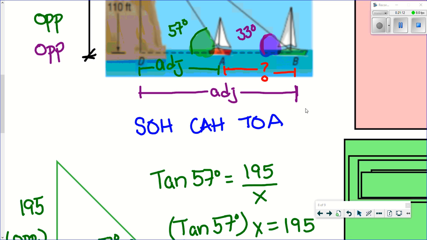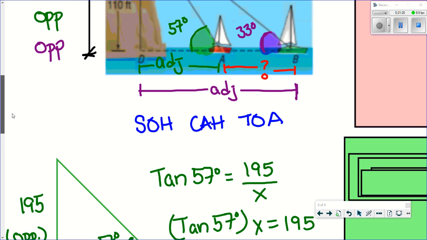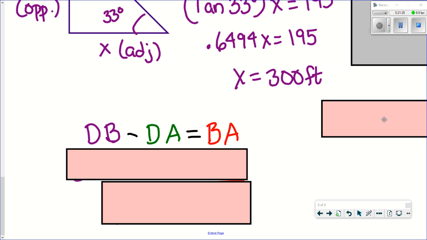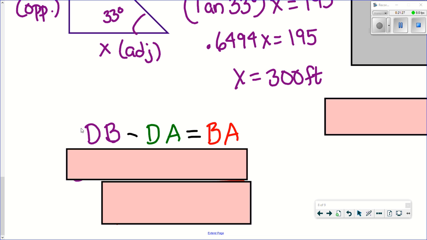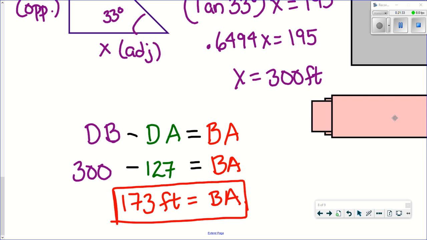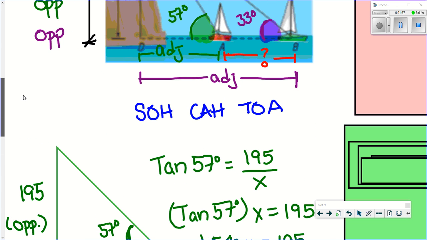So we got 300 for the purple distance, and then we have 127 for the green distance. We need to find the red. If you guess that we need to subtract, then you are correct. So we subtract the 127 from 300, and then we will get 173 feet for the distance between boat A and boat B.